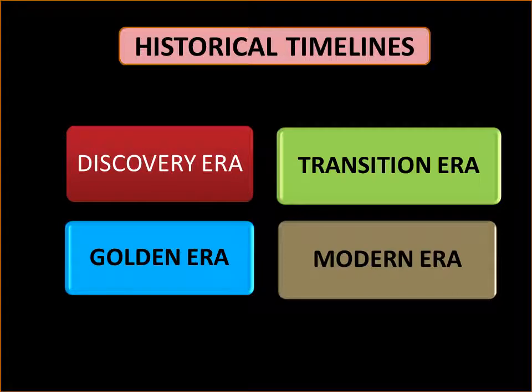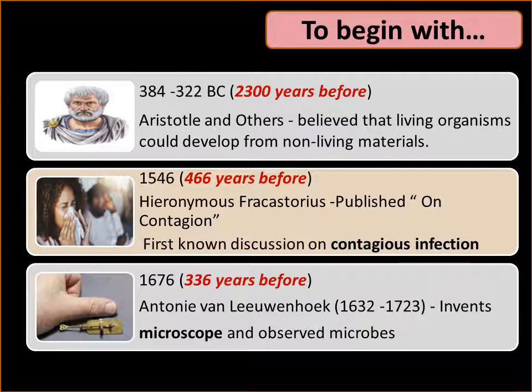The entire evolution of microbiology as a subject can be divided into four different time scales: the discovery era, the transition era, the golden era, and the modern era. It all began with the prevailing thought of Greek philosophers, Aristotle being the most important advocate of those times, who believed that any non-living material can give rise to living organisms. That was the Aristotelian thought, and he had great influence on society. He had huge followers, and this particular sect is termed as believing in the theory of spontaneous generation.